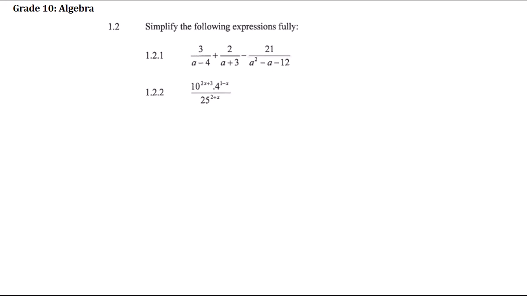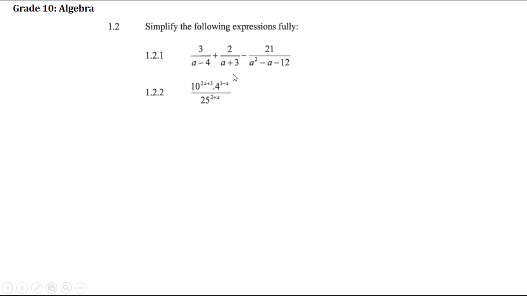Question 1.2. Simplify the following expressions fully. 1.2.1, and then this is what we have: 3 divided by a minus 4, plus 2 divided by a plus 3, minus 21 divided by a squared minus a minus 12. 1.2.2, this is what we have.